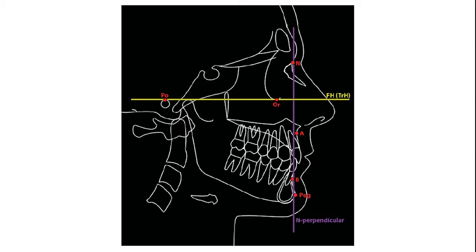In white Caucasian patients, maxillary point A is on or slightly ahead of nasion perpendicular, 0 to plus 1 millimeters. Mandibular B point is 2 to 3 millimeters behind nasion perpendicular. AB difference, the horizontal distance between points A and B, when both are projected onto the true horizontal, is approximately 4 millimeters. Hard tissue pogonion is minus 4 to 0 millimeters behind the nasion perpendicular in adult women and minus 2 to plus 5 millimeters to nasion perpendicular in adult men.